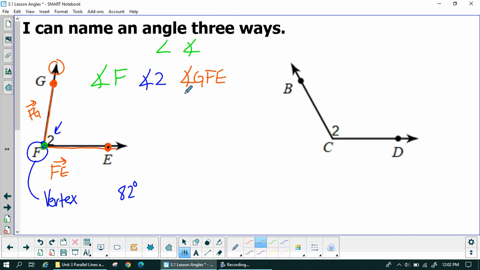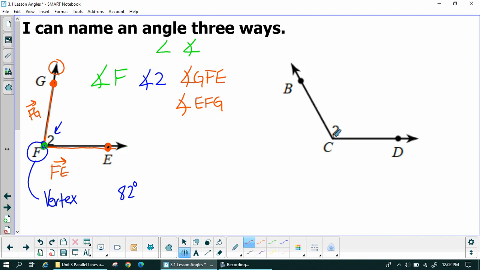We could go the other way as well. So technically, this is the same kind of idea, but we can write this in reverse, E, F, G. It doesn't matter which way you read the letters, as long as the vertex letter is in the middle. So there's three ways to name an angle. You can name it with just its vertex, you can name it with a label, or you can name it using its vertex and a point on each side.